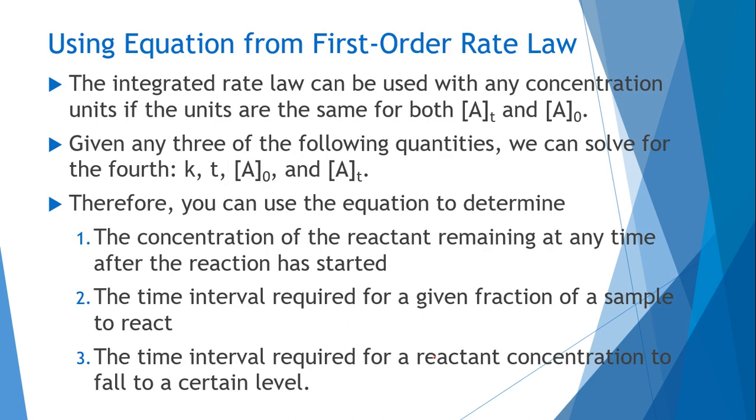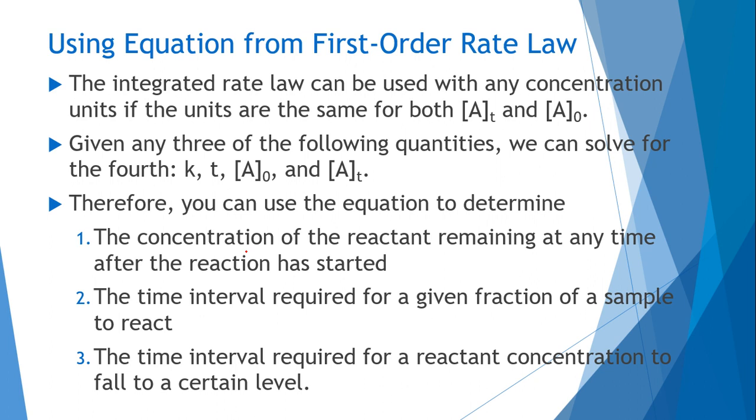So let's focus. Why do we need to learn this equation? What does this equation tell us? How do we use it? Well, one thing to note is that for the integrated rate law, we can use it as long as the concentration units are the same for both our final concentration and our initial concentration. Given any three of the following quantities, you can actually solve for the fourth. So I can give you rate constant, time, and initial concentration and ask you to solve for final concentration. Or I can give you initial concentration, final, and time and have you solve for my rate constant. So there's a lot of different ways that you can actually use this equation.